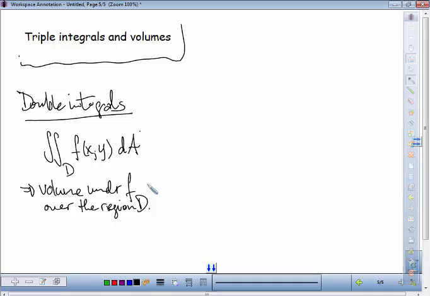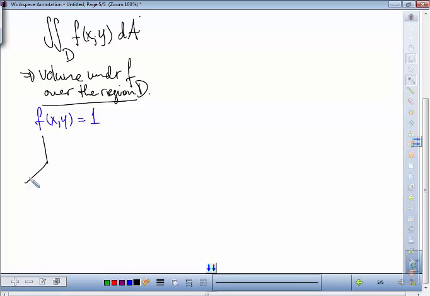Now let's think about a special type of function f to put in here. What if f(x, y) was equal to 1? Now picture this. You have a region D on the xy plane. And then what is f(x, y) equal to 1? What is that? z equals 1, which is a plane parallel to the xy plane.